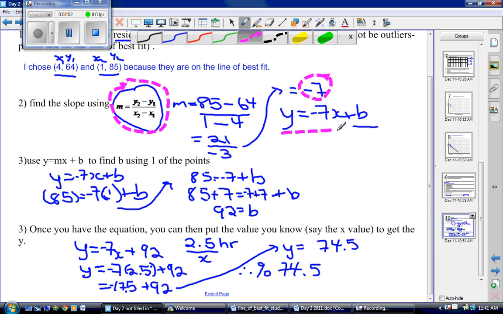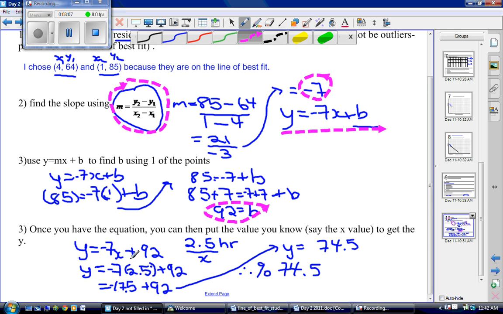So here's my equation so far. And now I'm going to plug in the values, the easy values. So (1, 85) is an easy one. And so I'm going to plug that in and discover that my b is 92.